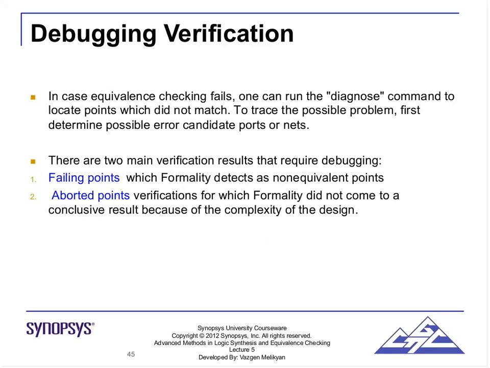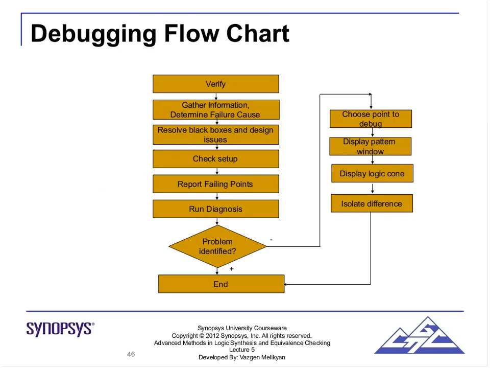Now let's come to debugging. Obviously debugging only makes sense once you have some experience in running Formality, but these slides will help you in future also. In case equivalence checking fails, Formality has a command called diagnose. There are two main verification results that require debugging, one is failing, the other is aborted. If something failed or if any point is aborted, that means it is not conclusively equivalent, then you can switch on the diagnose command and help Formality debug it.